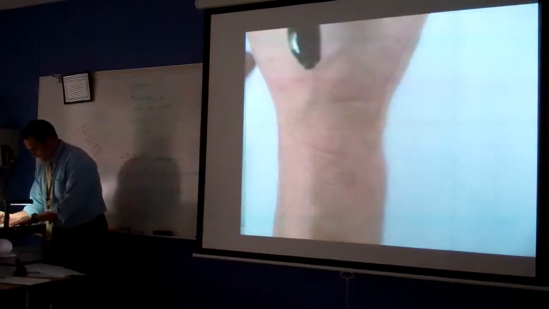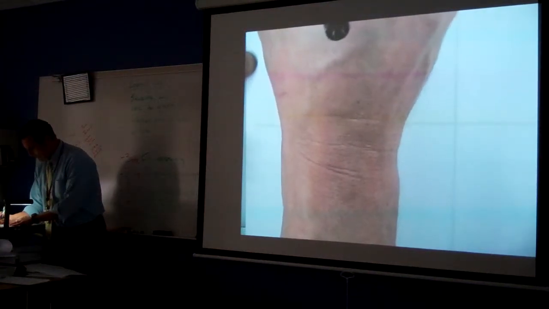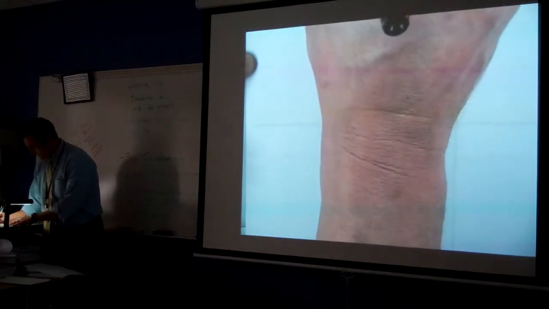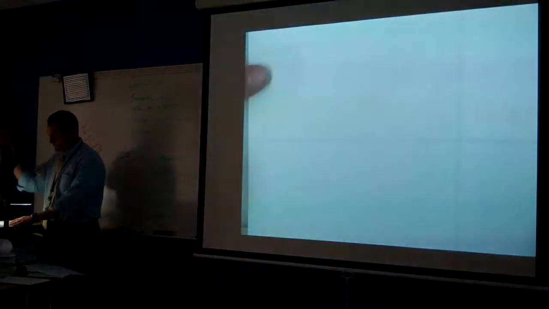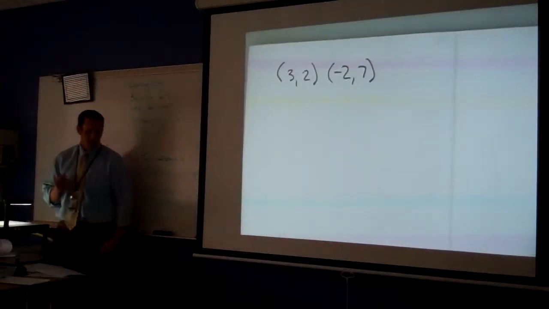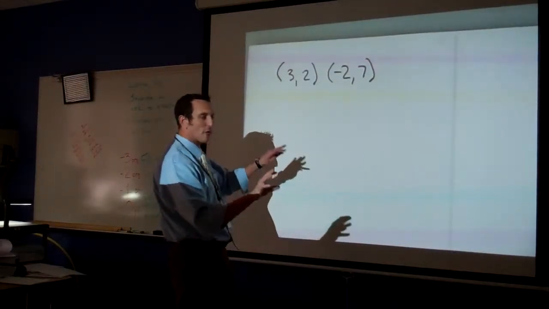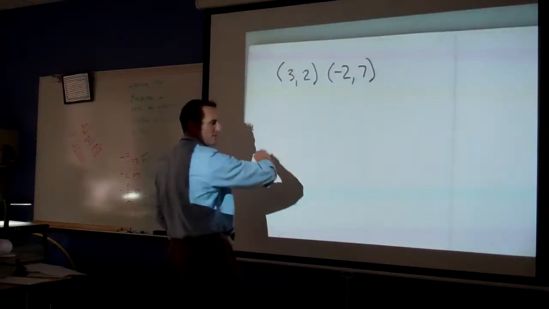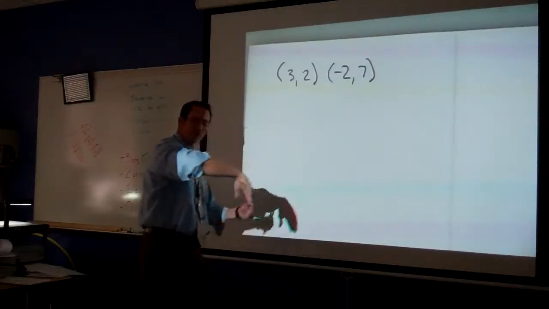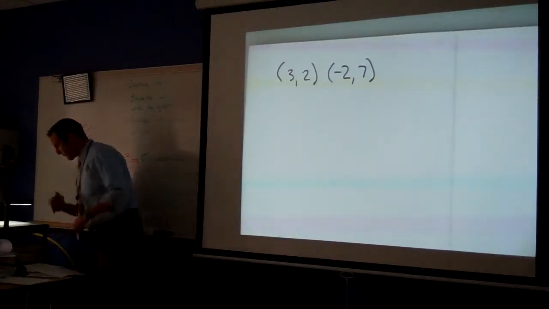So in the first example, I'm going to ask you to find the slope of the line passing through the ordered pairs 3, 2, and negative 2, 7. Everything in math is a picture, so right now what you can do is visualize where this point would be, 3, 2, and where this point would be, negative 2, 7. So there's 2 points on a line. We can find the slope using the slope formula.